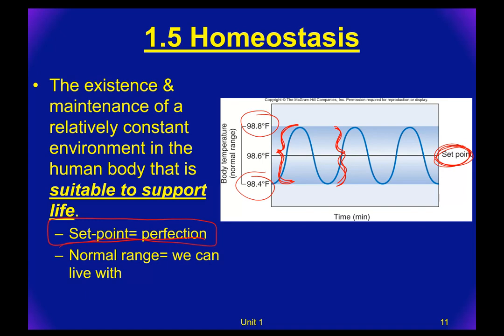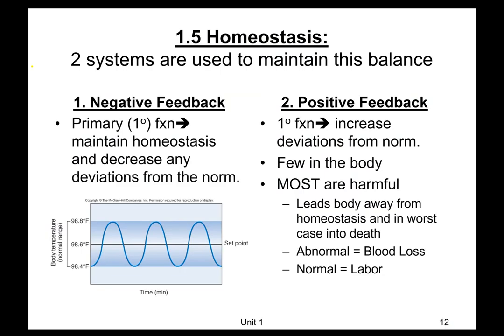So if I ask you to define homeostasis, it should be a set point suitable to support life. Notice that suitable to support life is underlined and in bold. So you need to understand that that is part of the definition. It's not just about having a set point. So how do we maintain homeostasis? Well, we kind of have 2 mechanisms. We've got something called negative feedback and we've got something called positive feedback.